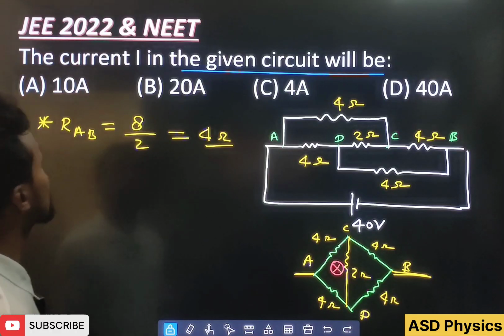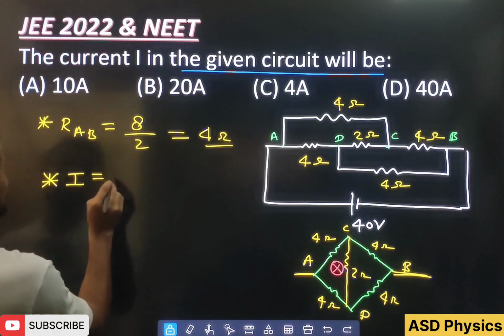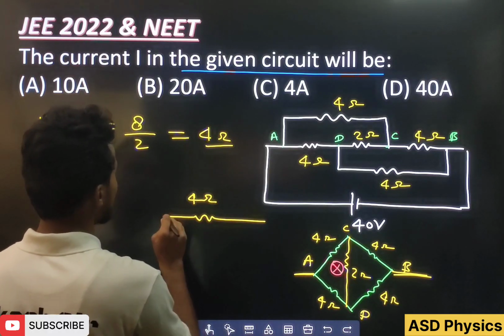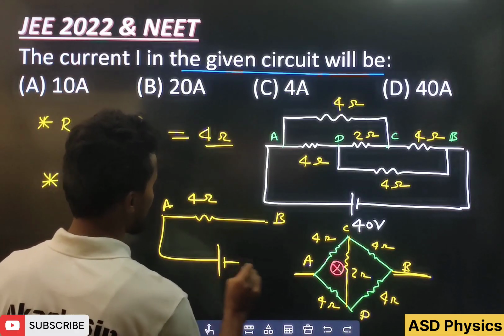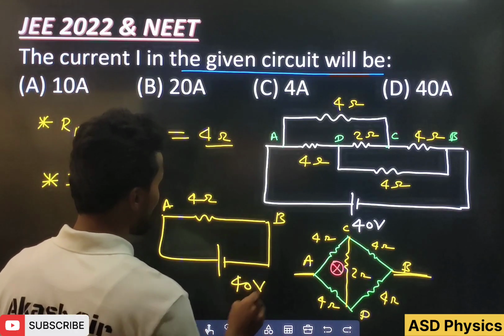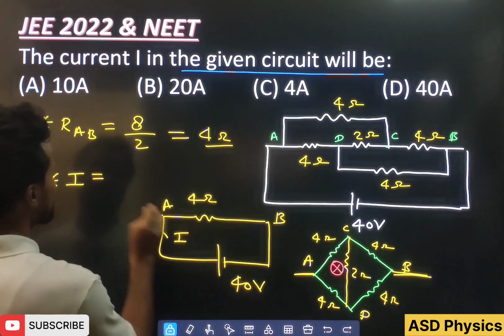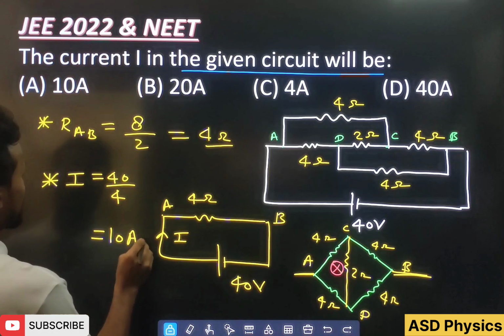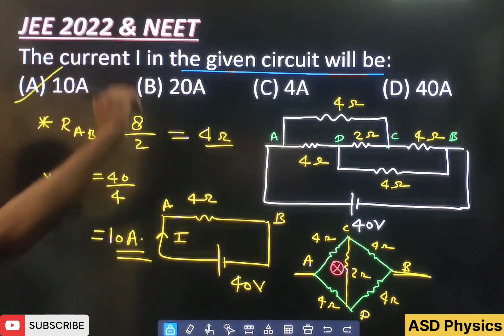After that, what do we have to calculate? The current. Students, the current I is equal to, we know very well, the equivalent between A and B, we have got 4 ohm, and here a 40 volt battery is connected. Answer, 10 ampere. See, 40 by 4, how much is coming? 10 ampere. Which option is matching? Can you see very well? Option is A.